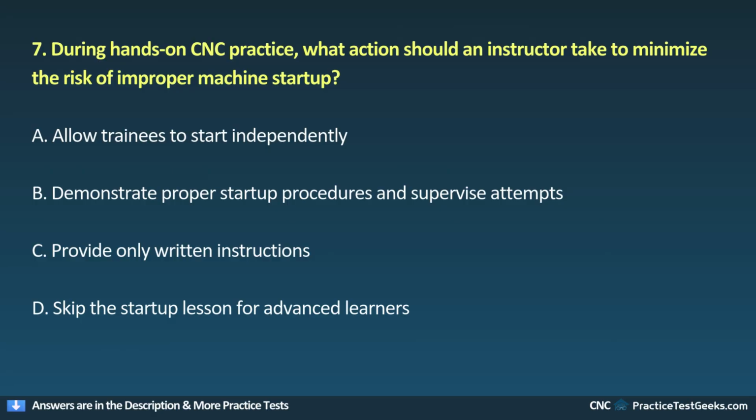7. During hands-on CNC practice, what action should an instructor take to minimize the risk of improper machine startup? A. Allow trainees to start independently. B. Demonstrate proper startup procedures and supervise attempts. C. Provide only written instructions. D. Skip the startup lesson for advanced learners.